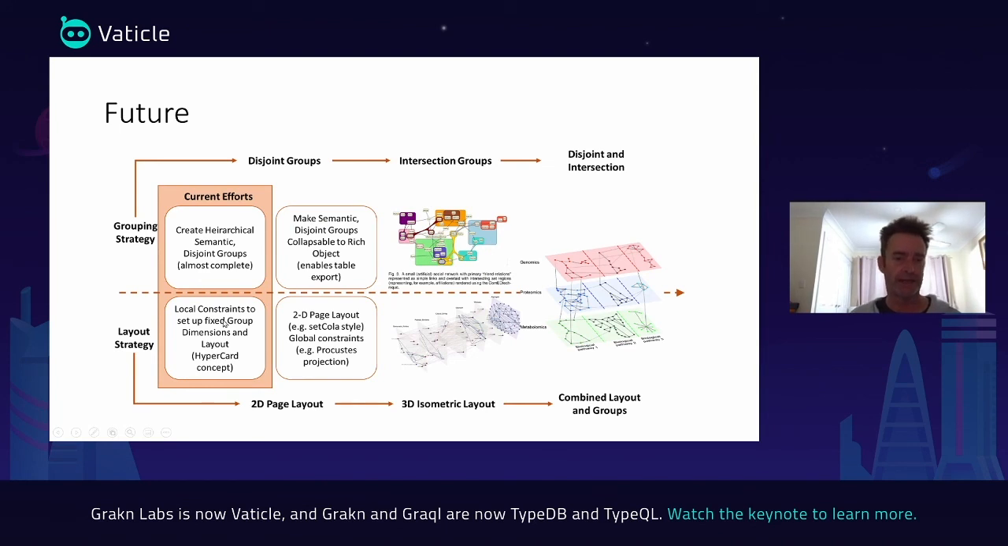The other thing is start doing local constraints to set up fixed dimensions, doing 2D page layouts like you've seen, and get the table export going. And then in the future, we'd be looking to do isometric type layouts, intersection groups, and that would create quite a powerful way of visualizing TypeDB.